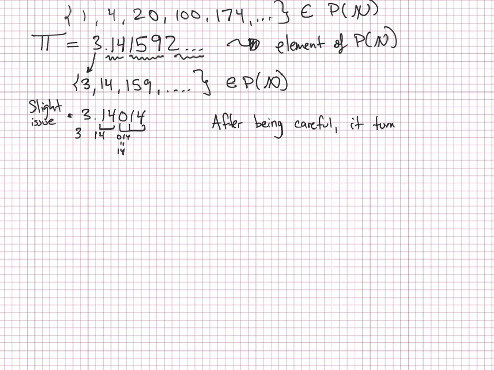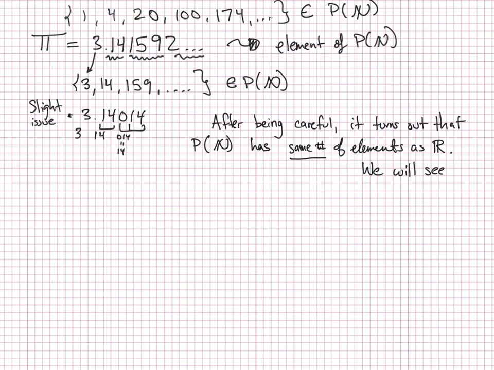but after being careful, it turns out that the power set of the natural numbers has the same number of elements as the real numbers. Okay, so these are both infinite things, so you have to be very careful. But basically, for any real number, I'm going to be able to find a set or a subset of the natural numbers and vice versa. Okay, so we will see much more of this later.